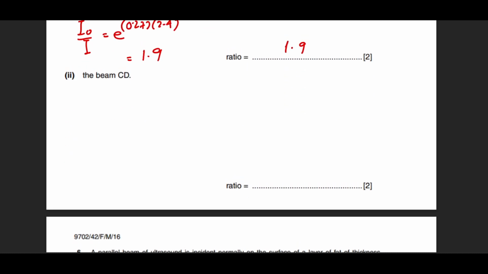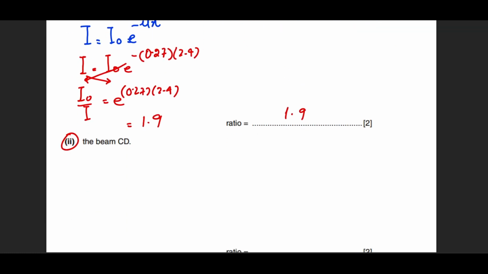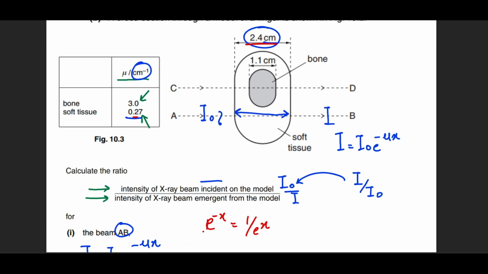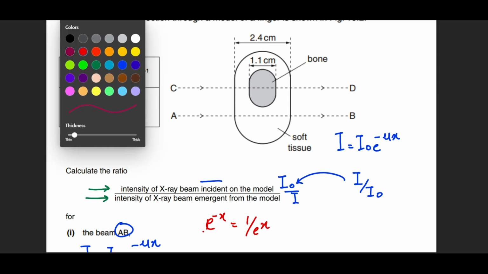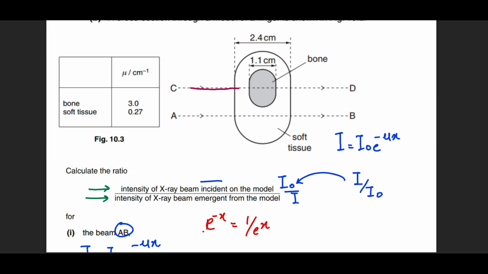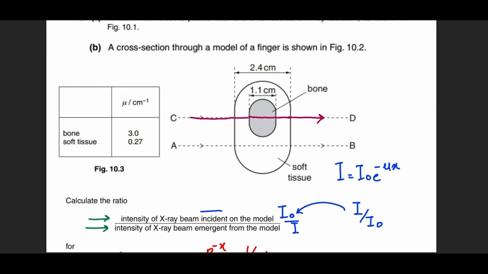Then about beam C to D. Here we learn another thing about dealing with this equation: if you encounter consecutive mediums, they get multiplied together no matter what. Okay, so let's see what happens. Now notice that this X-ray not only has to encounter some flesh, but it has to go through bone and then flesh again and then exit the medium. Okay, so how much of it is bone? That is 1.1. How much of it is flesh? So that would be 2.4 minus 1.1. Some of it is here and some of the flesh is over here.